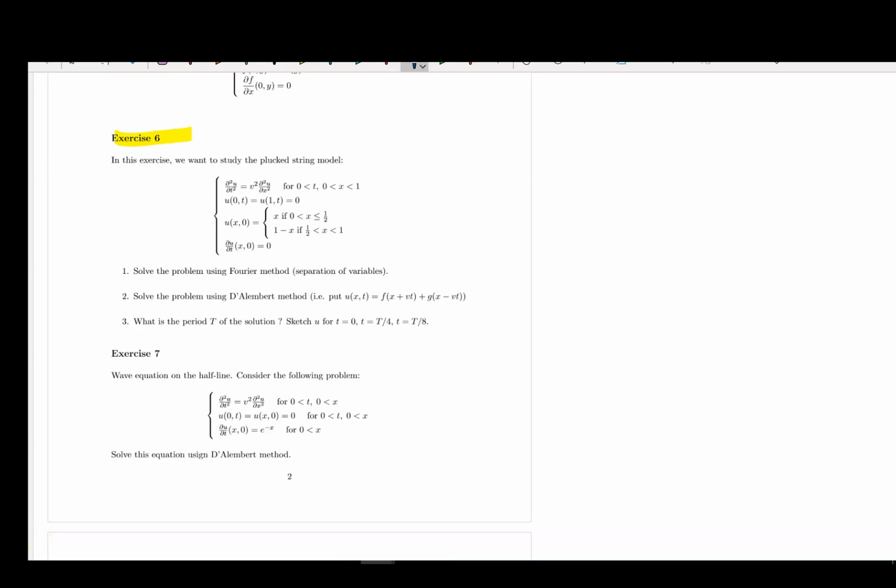Okay, so let's see how we can solve this problem. It's the plucked string model, so something that you've actually already worked on. It's very similar to the vibrating string that you solved during the lab. So let's have a look at that.